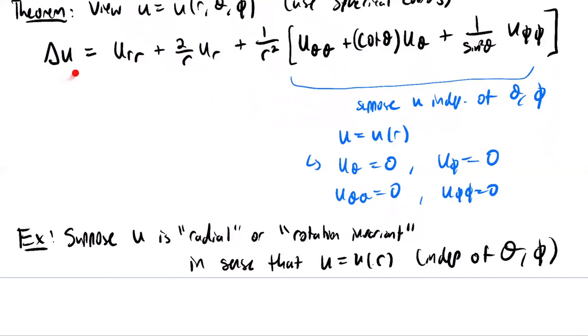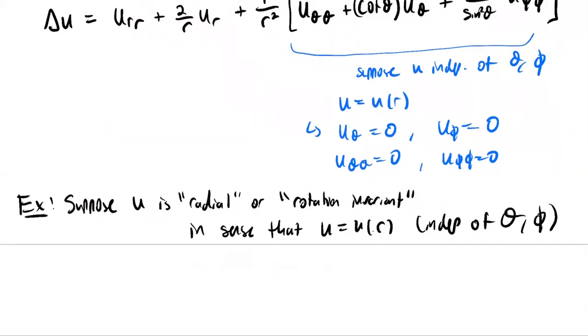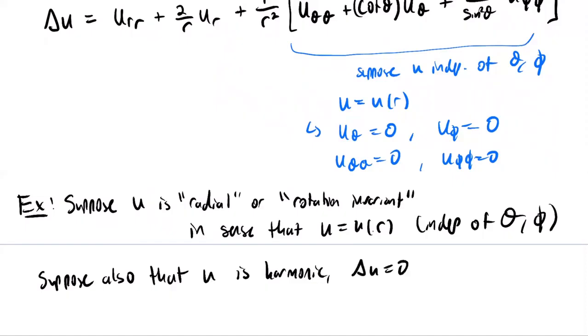Well, if I take the Laplacian of U, we're only going to have two terms here, and they're both just one variable derivatives with respect to R. And so we're going to be able to calculate the solution, right? So suppose also that U is harmonic. Right, so Laplacian of U is equal to 0.